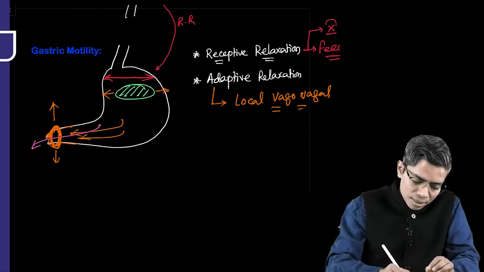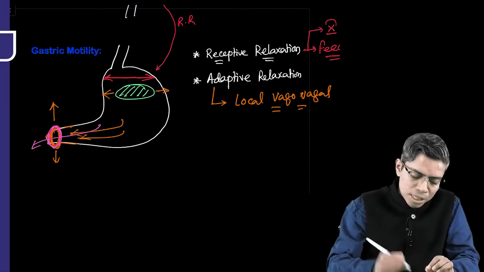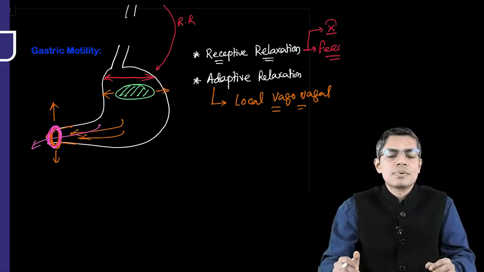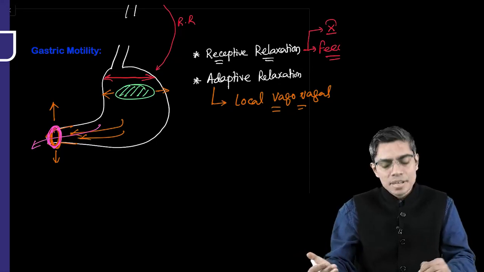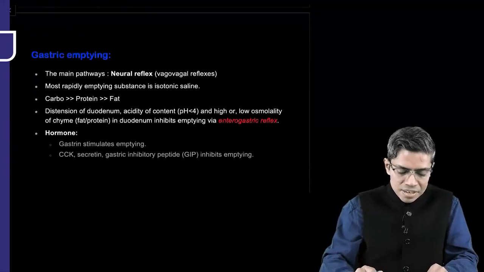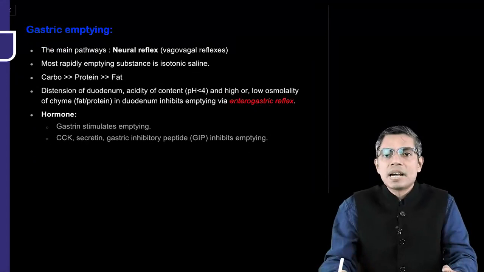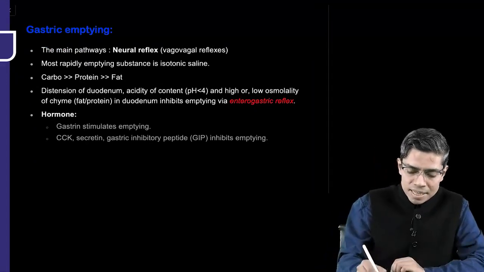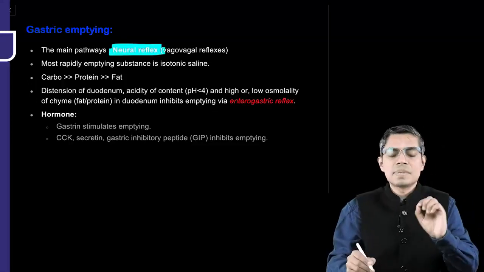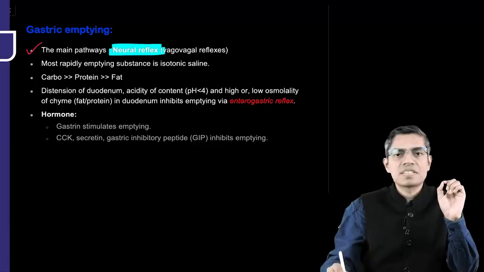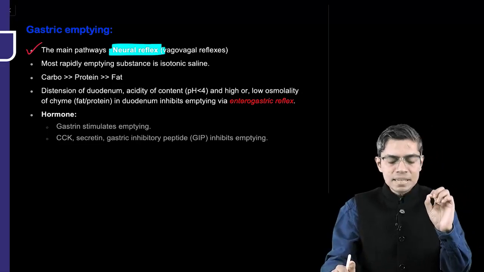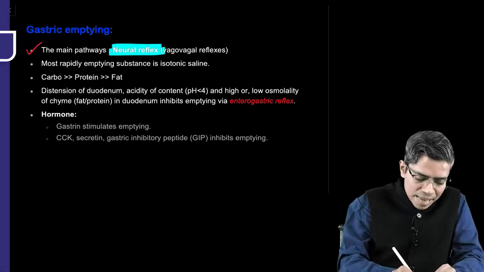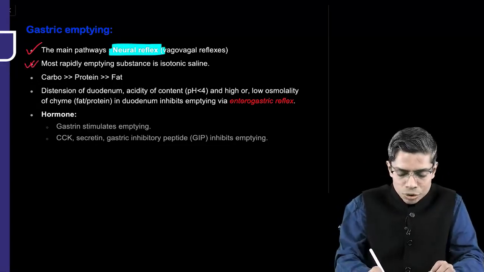So what are the regulators of the motility of the lower part of the stomach, or the stimuli for pyloric sphincter control? Gastric emptying, or regulation of the pyloric sphincter, is mainly done by various neural reflexes. This has been asked in MCQ, that's why I'm giving so much stress here, that gastric motility is mainly regulated by neural reflexes, right? The most rapidly emptying substance is isotonic saline.